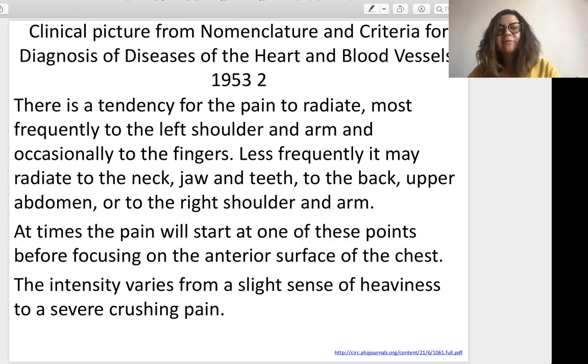There is a tendency for pain to radiate most frequently to the left shoulder and arm, and occasionally to the fingers of the left arm. Less frequently, it may radiate to the neck, the jaw, the teeth, the back, upper abdomen, right shoulder, and arm. At times, the pain will start at one of these points before focusing on the anterior surface of the chest. The intensity varies from a slight sense of heaviness to severe crushing pain.